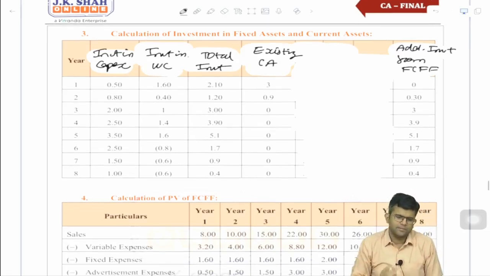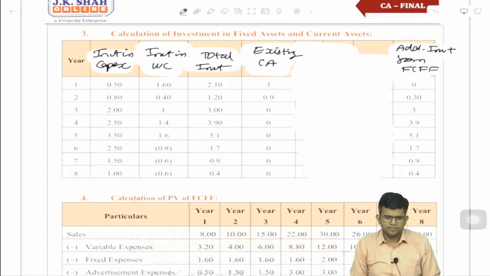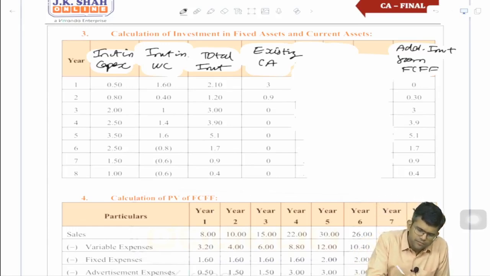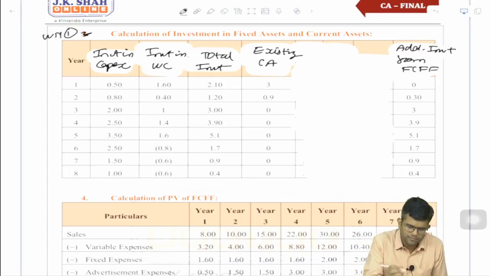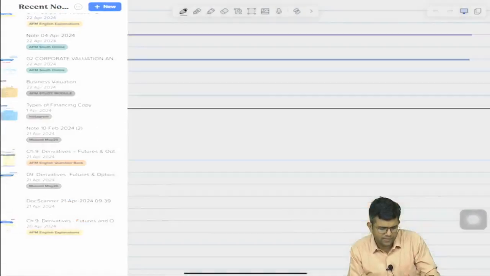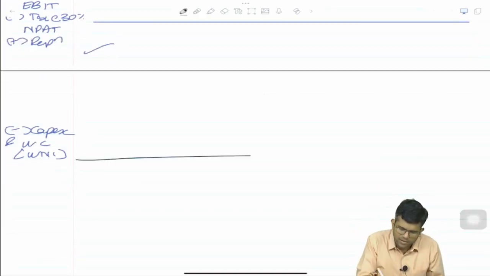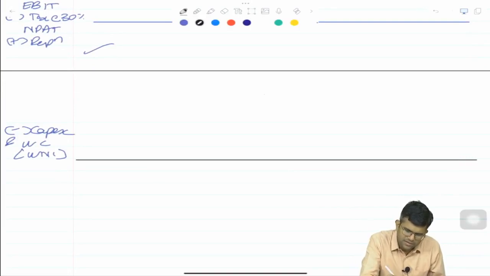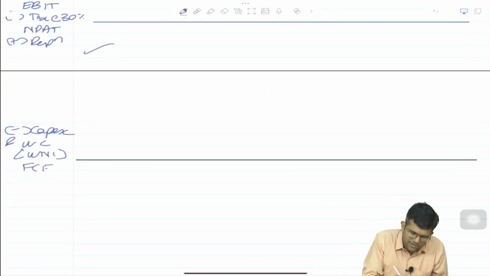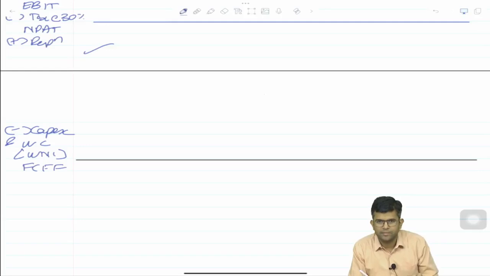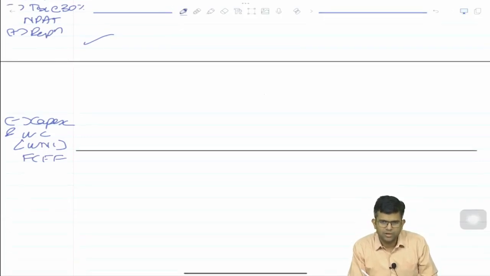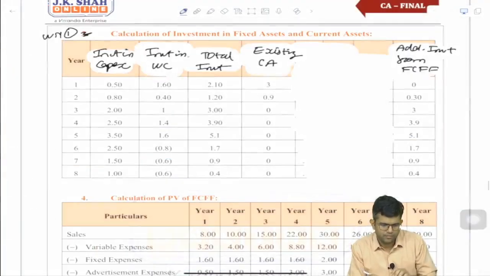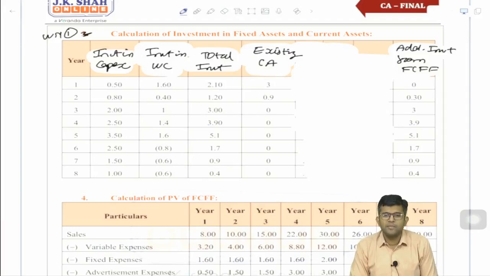Okay, copy this table. This is your working note 1. Okay, wait. Students, just write, after this there will be FCFF. Here the table gets over and then working note 1. Understood? FCFF and then working note 1. By the way, you understand, from year 3 onwards, it's like the earlier questions only. From year 3 onwards.